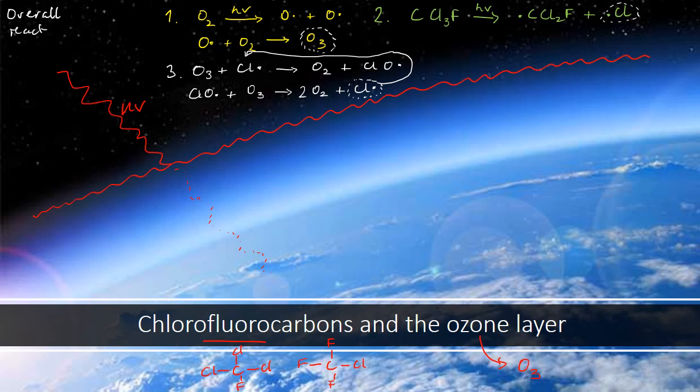So the overall reaction is like this. We started off with ozone, and we created oxygen with the chlorine free radical as the catalyst, and just to balance that we're going to need 2 of those and 3 of those. And that's the overall reaction, and that's how chlorofluorocarbons destroy the ozone layer.